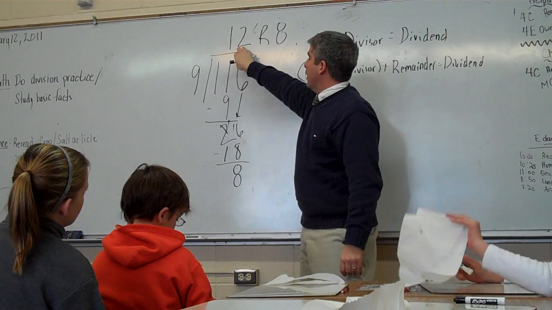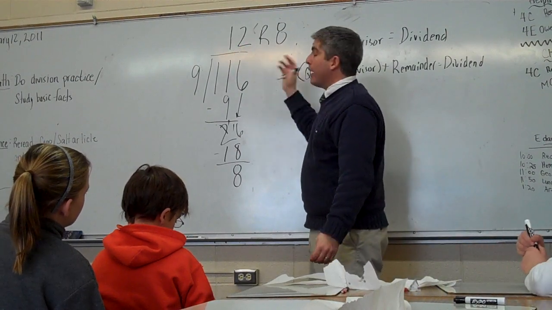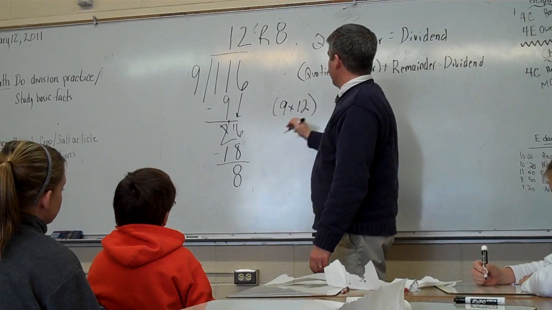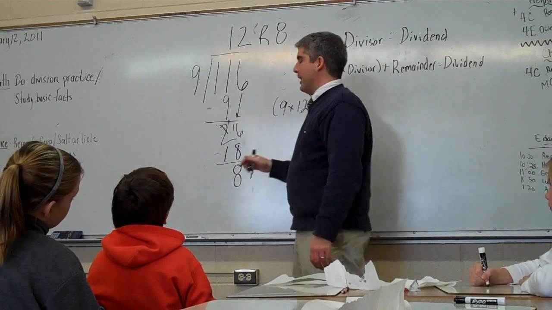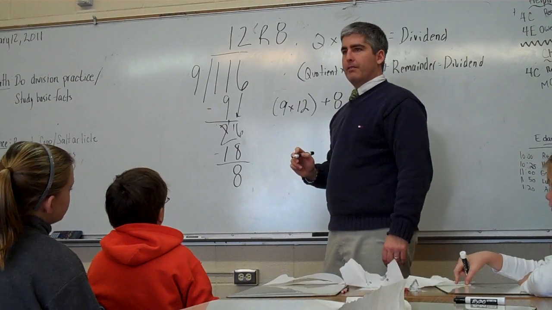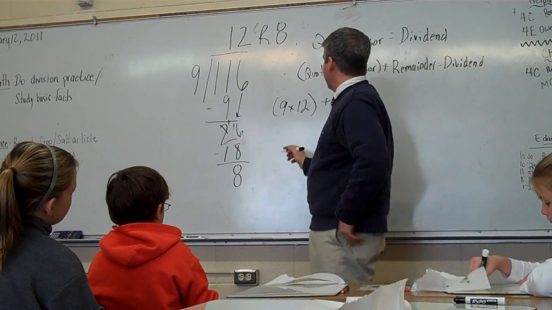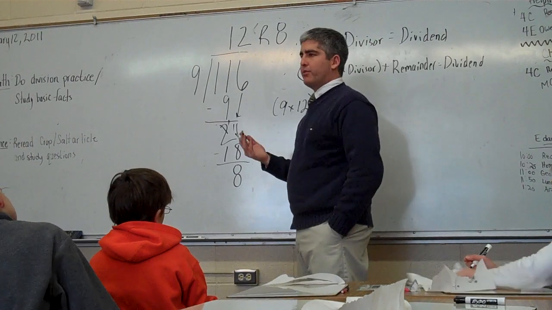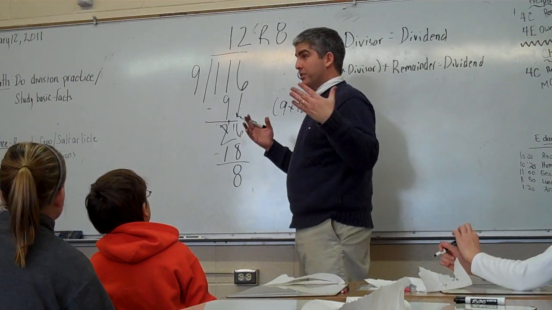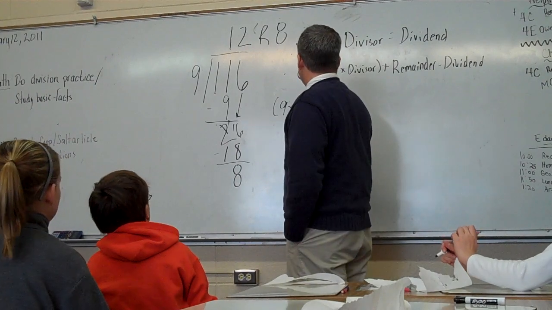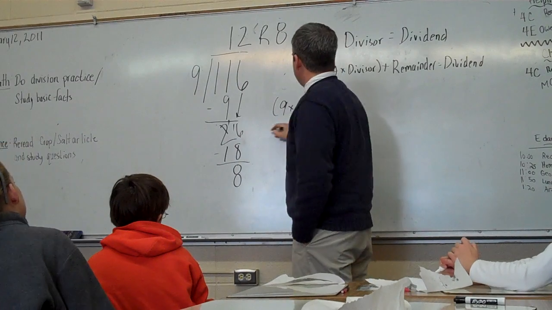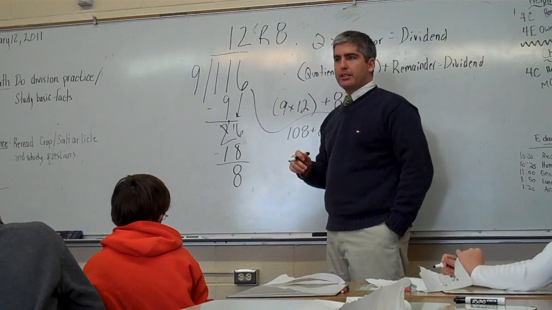So this is our quotient. This is our remainder. So if I wanted to check that, I would do 9 times 12, because that's quotient times divisor, plus 8, and what should it equal? 116, if I did everything correctly. So 12 times 9, that's a basic fact. Anyone know that one? 12 times 9 equals 108. And I do 108 plus 8 equals 116. That matches up, so I did it correctly.